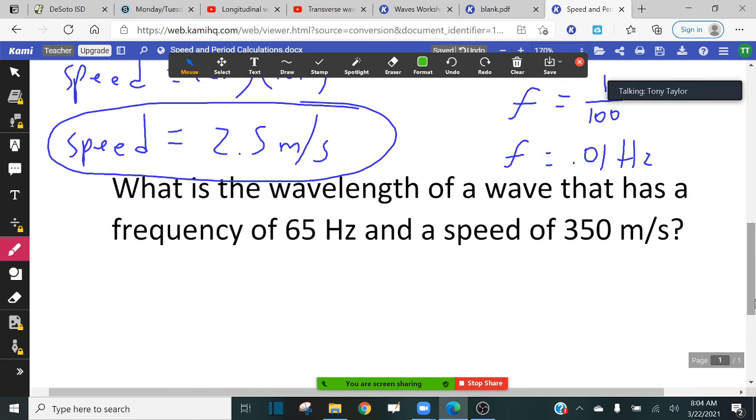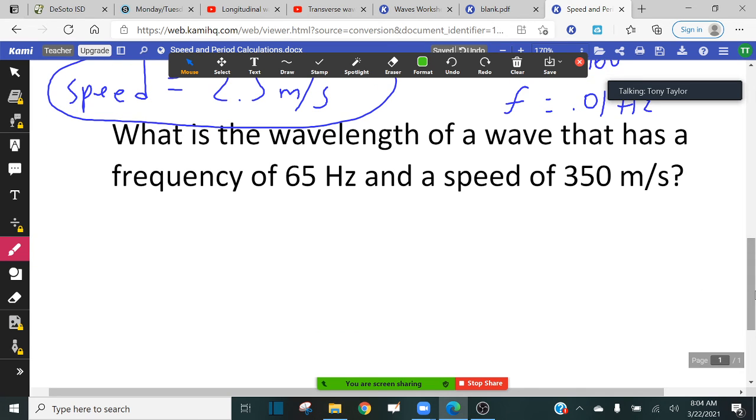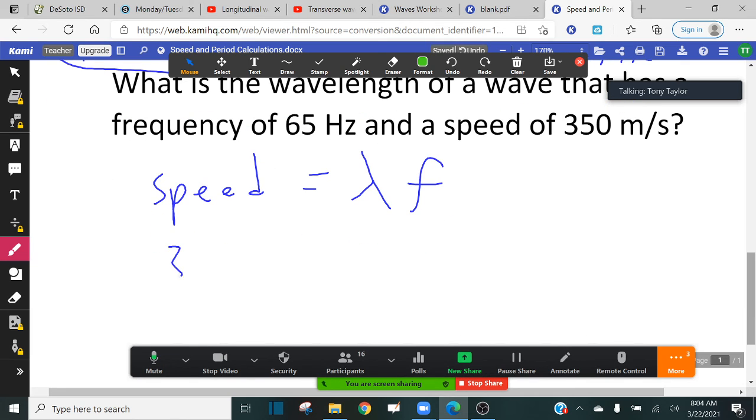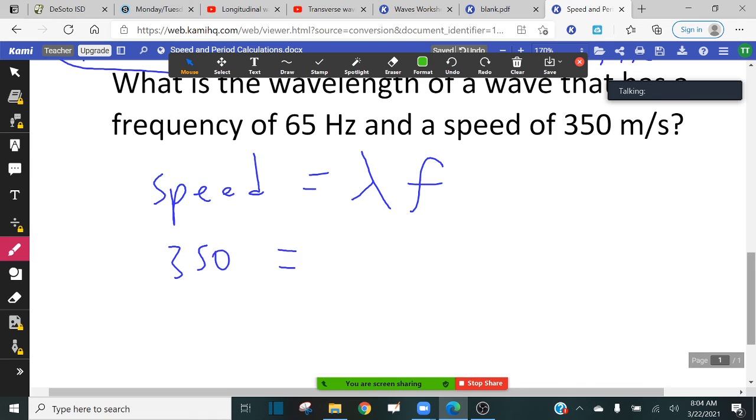Let's keep going. Okay, this is the last one. What is the wavelength of a wave that has a frequency of 65 hertz and a speed of 350 meters per second? Here we're being asked to find wavelength. So I'm going to write down my equation for speed. Speed is equal to wavelength times frequency. I know the speed is 350 meters per second. I don't know the wavelength, but I do have the frequency. The frequency is 65 hertz.